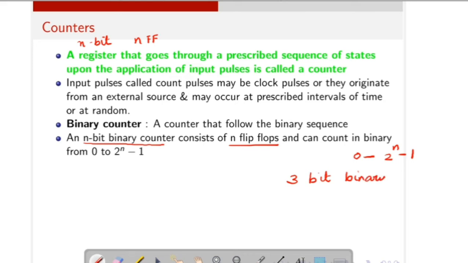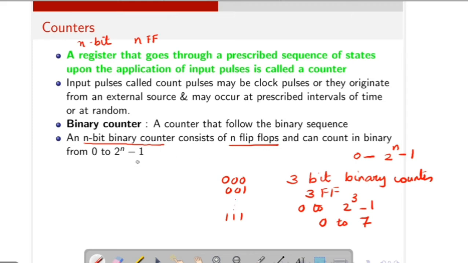A 3-bit binary counter has 3 flip-flops and it can count from 0 to 2 raised to 3 minus 1. That is the binary equivalent of 0 to 7. That is 000, 001, etc., up to 111. Okay. So an n-bit binary counter has n flip-flops and it can count in binary from 0 to 2 raised to n minus 1.